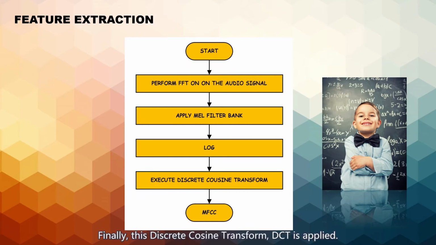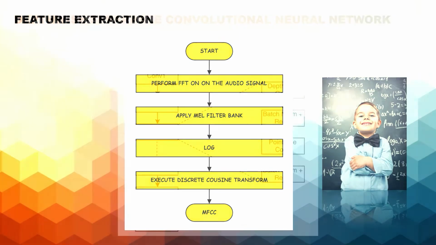Finally, a discrete cosine transform is applied. The objective of the DCT, discrete cosine transform, is to decorrelate the log filter bank energies, as the filter bank coefficients are highly correlated. The end result is the MFCC, or Mel frequency cepstral coefficients.